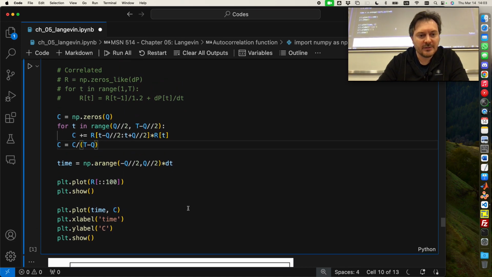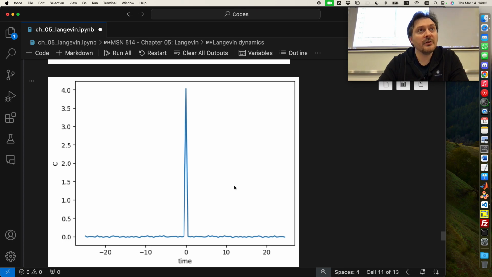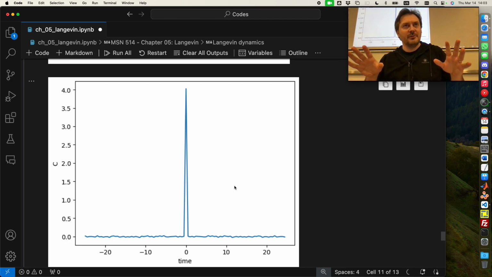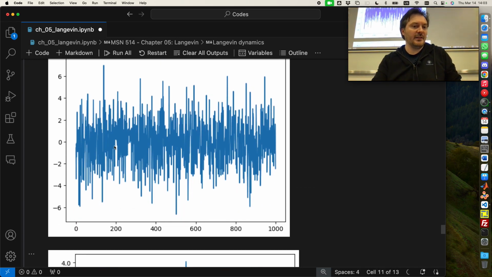Not my best day of teaching, but do you see this Dirac delta? Only at 0 you have a peak, but otherwise it's 0. Okay? Now let me introduce some correlation. This was uncorrelated force, and that's what we are working with. And you can see the uncorrelated force looks like this, not a smooth function at all.